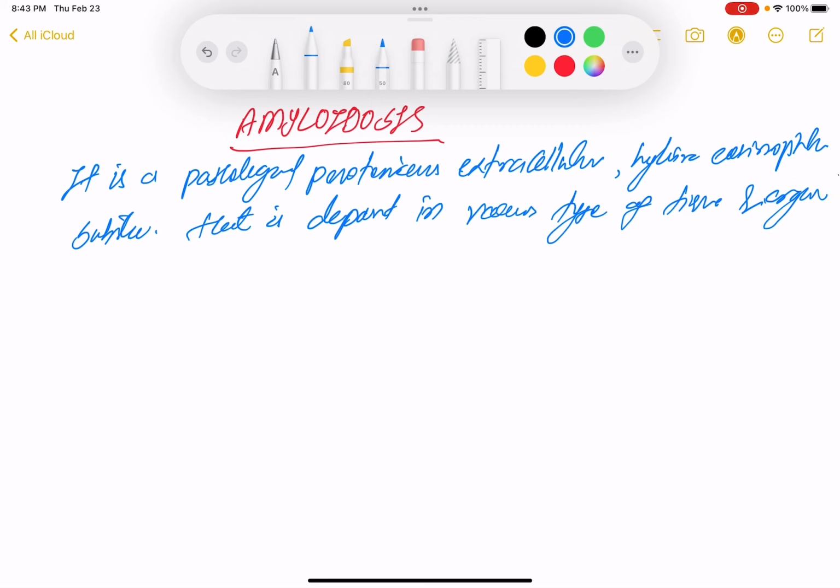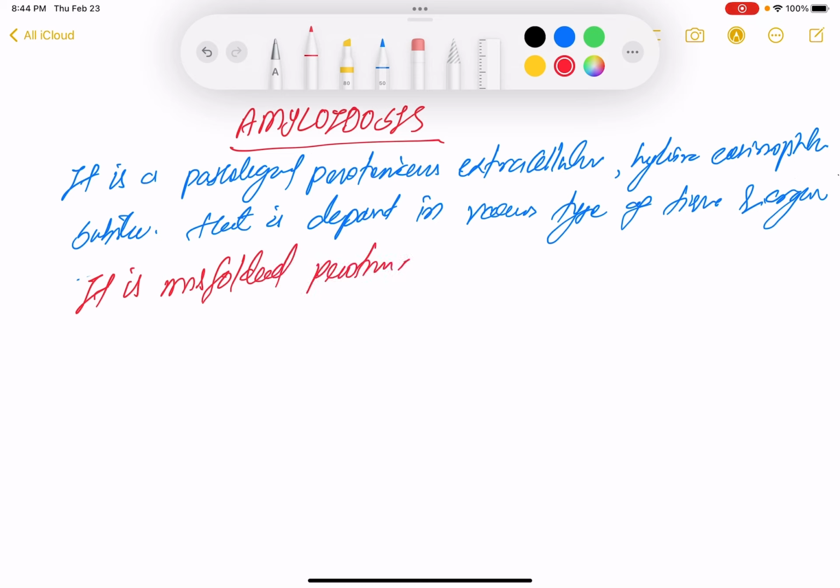Also we can say it is misfolded proteins.